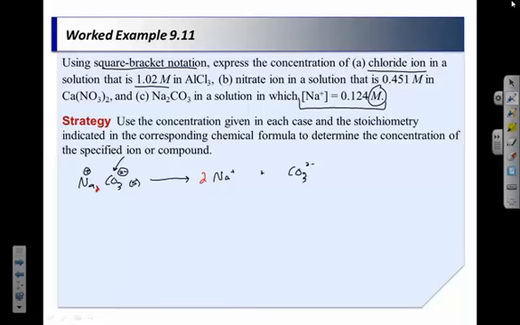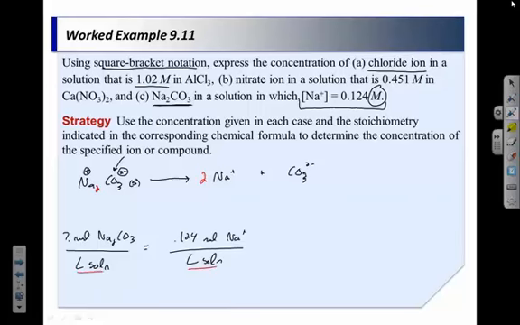So then if I want to know how many moles of sodium ions do I have per liter, and I'm starting with, oh wait, that's not exactly the question. The question is asking me what's the molarity of this substance, so how many moles of Na2CO3 do I have per liter of solution if the solution has in it 0.124 moles of sodium ions per liter of solution. So the unit on the bottom is already what I want. I don't have to do any changes or conversions with that.